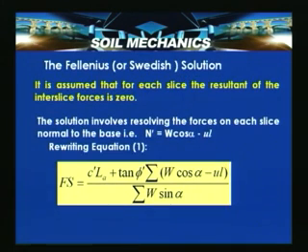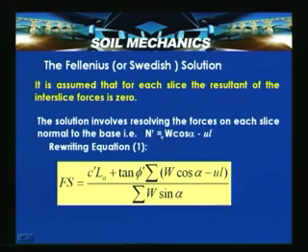Now, this method of slices is extended further by the Fellenius or Swedish solution. In this, it is assumed that for each slice the resultant of the interslice forces is 0. So, what Fellenius assumed is that for each slice the resultant of the interslice forces is assumed as 0. So, the solution involves resolving the forces on each slice normal to the base, that is n dash is equal to W cos alpha minus UL.